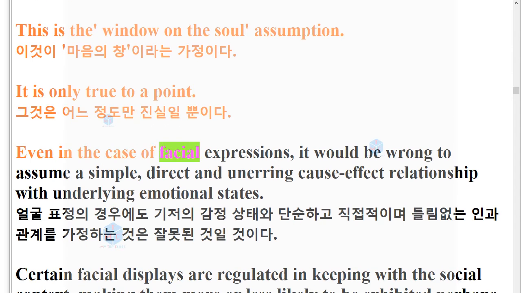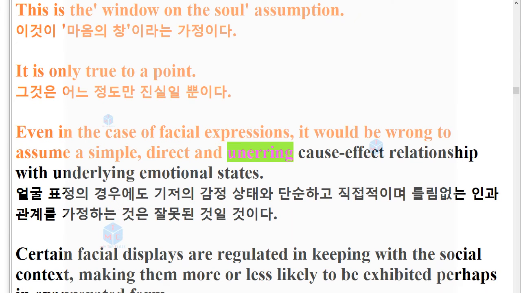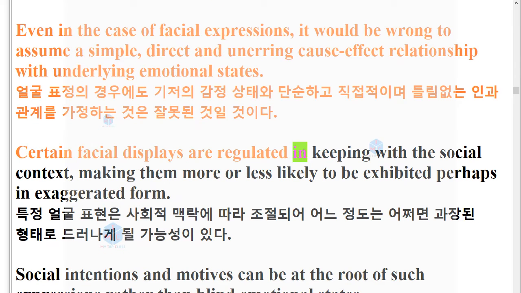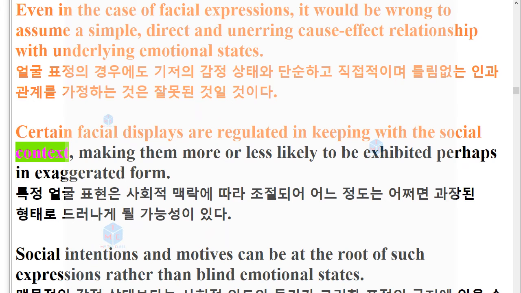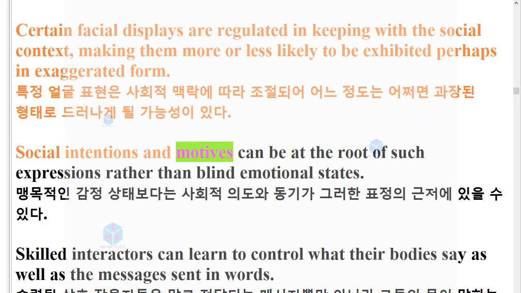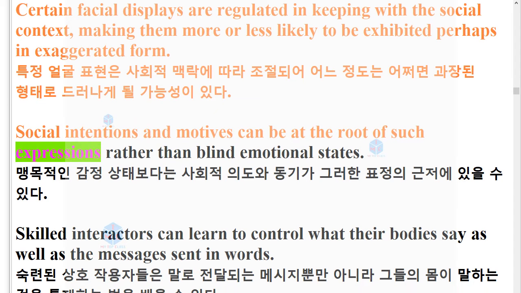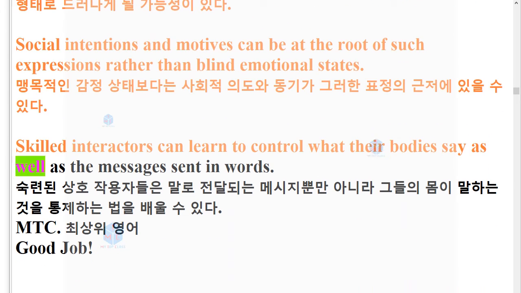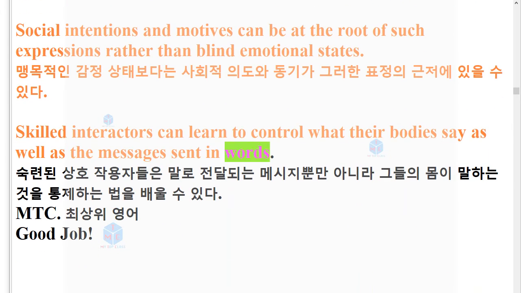Even in the case of facial expressions, it would be wrong to assume a simple, direct, and unerring cause-effect relationship with underlying emotional states. Certain facial displays are regulated in keeping with the social context, making them more or less likely to be exhibited, perhaps in exaggerated form. Social intentions and motives can be at the root of such expressions rather than blind emotional states. Skilled interactors can learn to control what their bodies say as well as the messages sent in words.